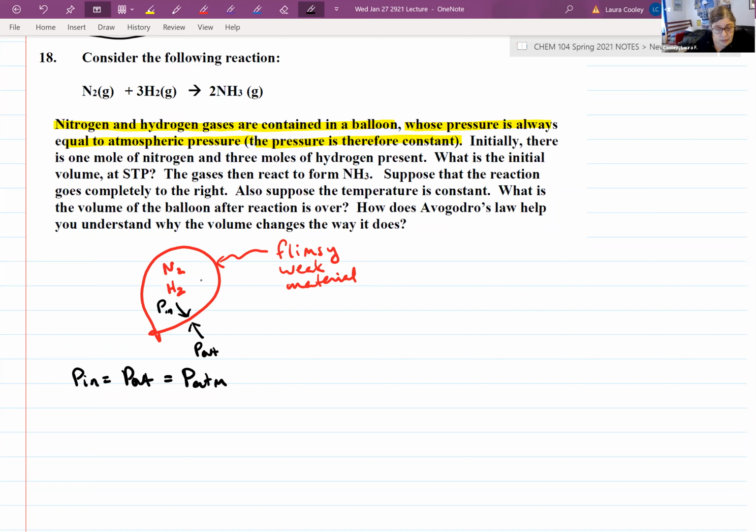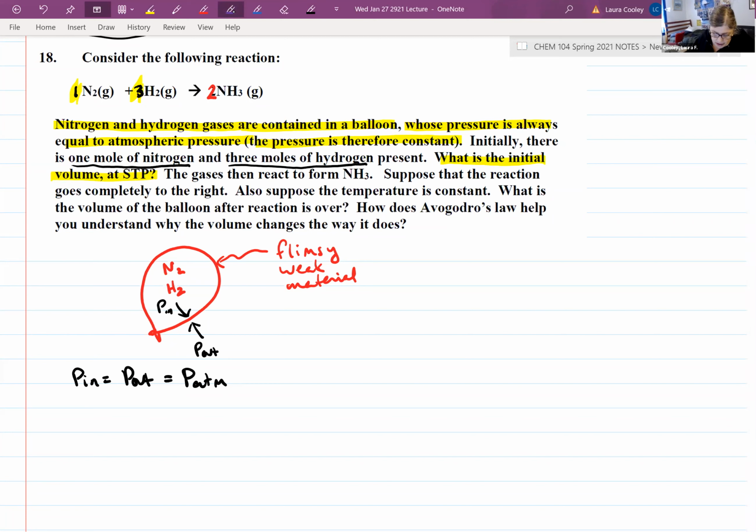Okay, number 2, let's look at what this problem is about. It says initially there is 1 mole of nitrogen and 3 moles of hydrogen present. That's about the easiest mole ratio I could possibly give, because it reflects the stoichiometric ratio, which is 1 to 3. And then you form 2 here. So we've got some interesting stoichiometry in this problem, which is really why I picked it. So it says, what is the initial volume at standard temperature and pressure?